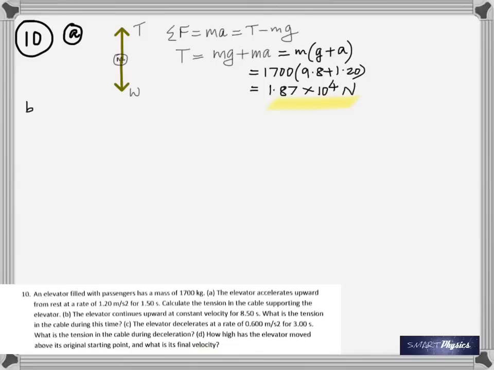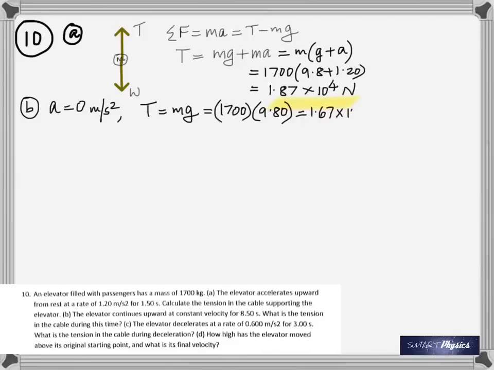In the B part, it says the elevator continues upward at constant, what's that word? Velocity. If it's moving at constant velocity, what's its acceleration? Zero. So what's the tension? If the acceleration is zero, the tension is just mg, right? So 1.67 times 10 to the 4 newtons.